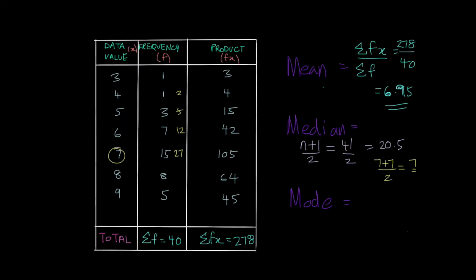The mode is the most frequently occurring term, and this is very simple because we just have to look at the frequency. Here 15 is the greatest frequency, so that means that the mode is 7.